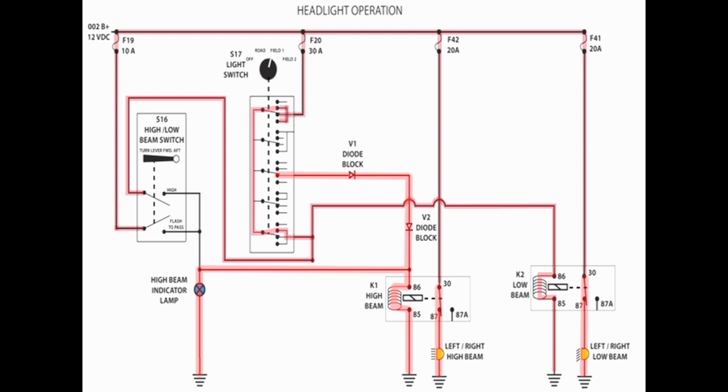When in the field 1 position, it will not appear that flash to pass or high beam is available through the dimmer switch because the high beam lights are already on.